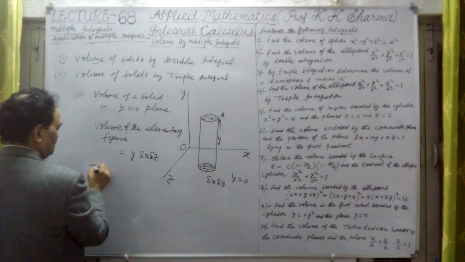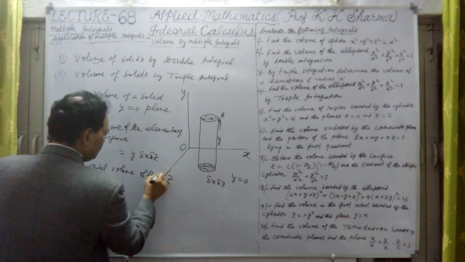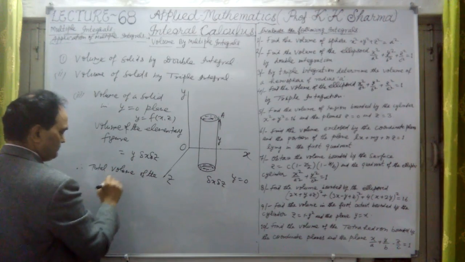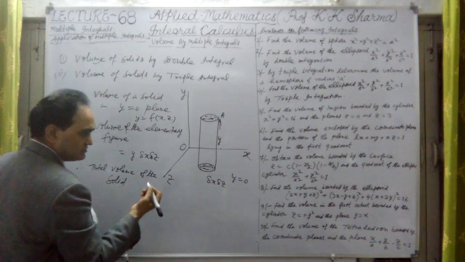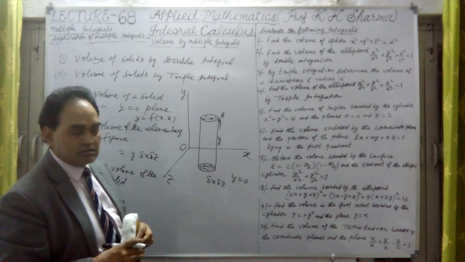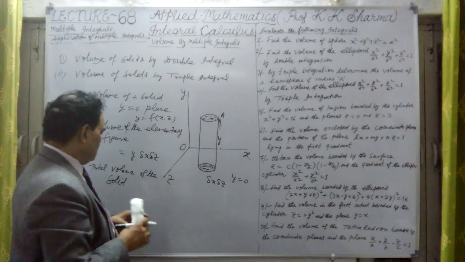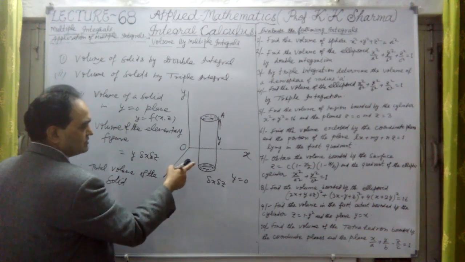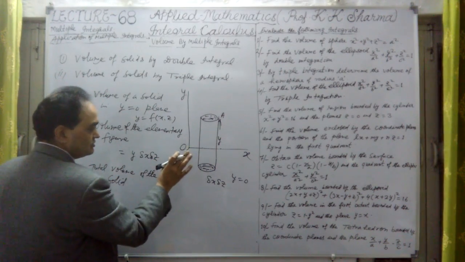Therefore, the total volume of the cylinder here, y equal to f(x, z). The total volume of the solid may be any cylinder, sphere, cuboid, cube, cone, or hemisphere. That doesn't matter. It is not limited to only cylinders. We are taking a cylinder here, but it may be a sphere, a hemisphere, or a cone. I'm taking only a symbolic example here.